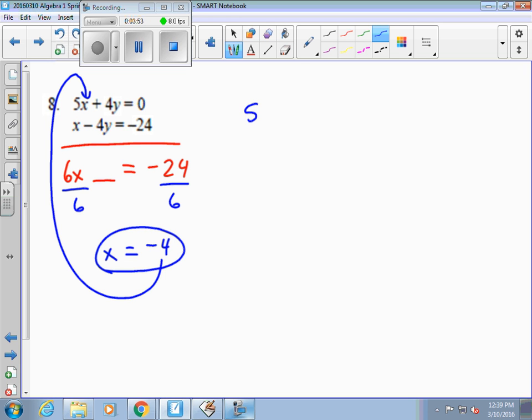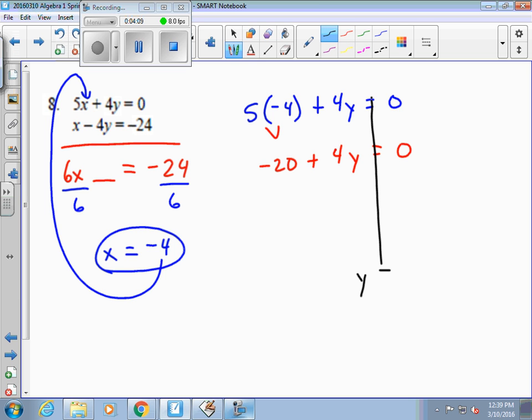5 times x is 5 times now -4. That's our new value of x. Plus 4y equals 0. 5 times -4 is -20. Plus 4y is 0. Get y by itself. Again, we're doing order of operations right here. We're undoing it, so we're going backwards. Undo minus 20 by adding 20. If you do it to the left, remember you do it to the right to balance it. 4y is equal to 0 plus 20 is 20.